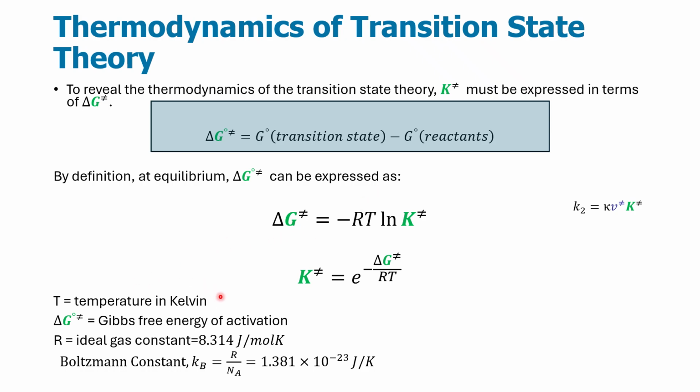By definition, the relationship between the standard Gibbs free energy change and the equilibrium constant is given by this expression, where delta G double dagger equals negative RT ln K, where K is the equilibrium constant for the activated complex. And we can rearrange it to become the equation where K for the activated complex equals exponent minus delta G over RT.